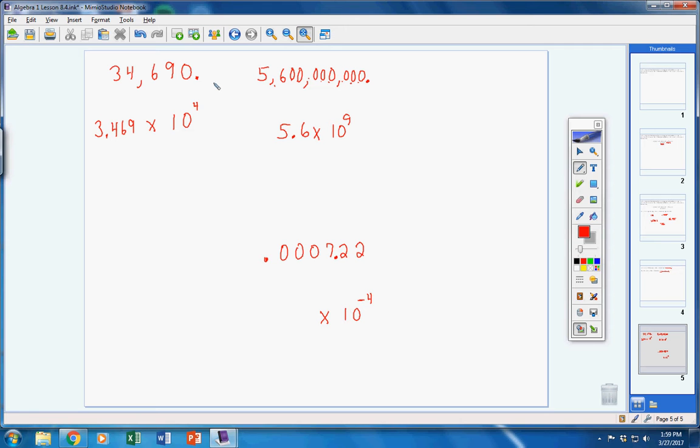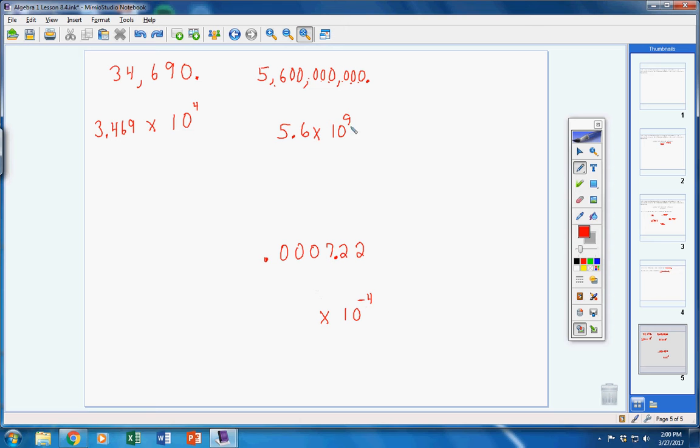Notice up here, the decimal started here and went to the left. When that happens, you have a positive exponent. Notice the decimal started here and went to the left. That's going to give you a positive exponent in scientific notation. However, when we start here and we go to the right in scientific notation, that will always be a negative exponent. So don't get confused.